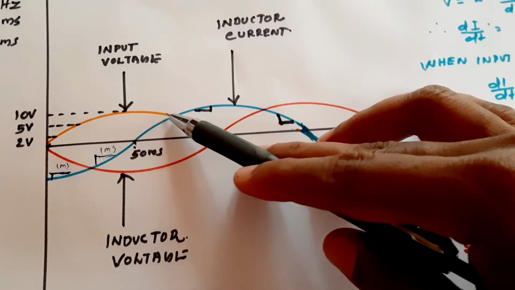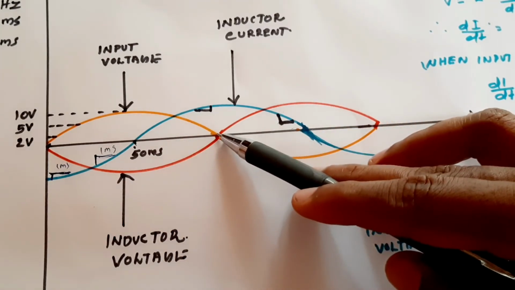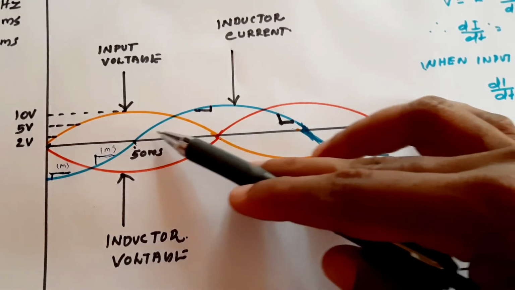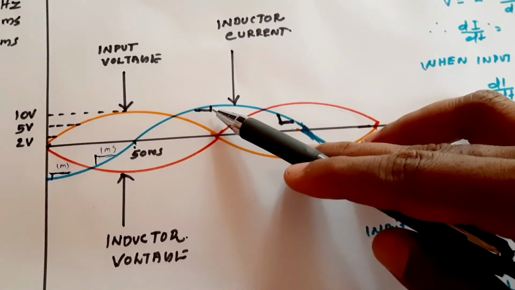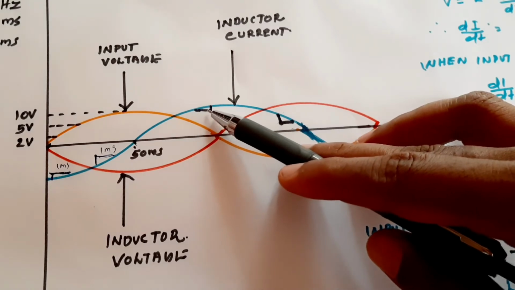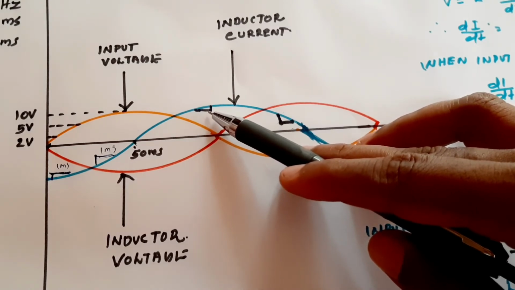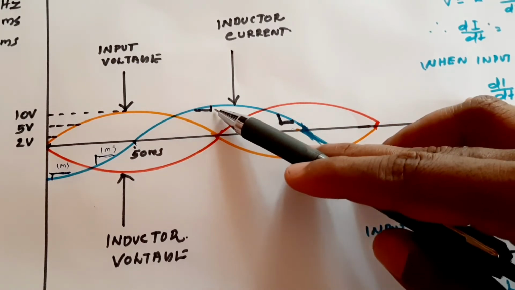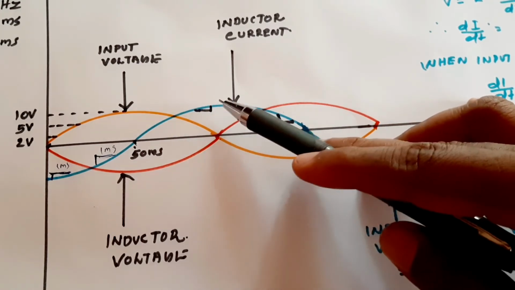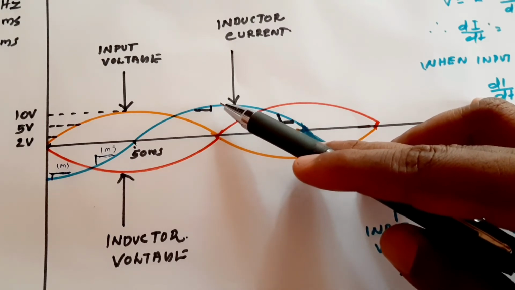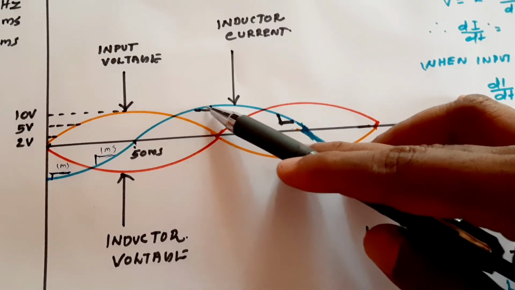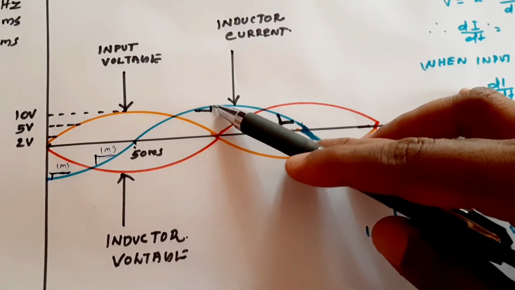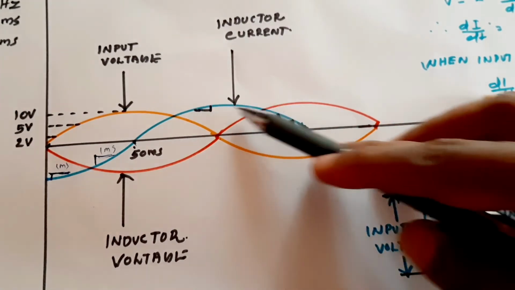But when the input voltage reaches 0, the inductor does not want to oppose any voltage. At this point, the inductor does not want to oppose any voltage or any force, so it will remain there. If no voltage is applied at this point, the inductor current will continue like this.